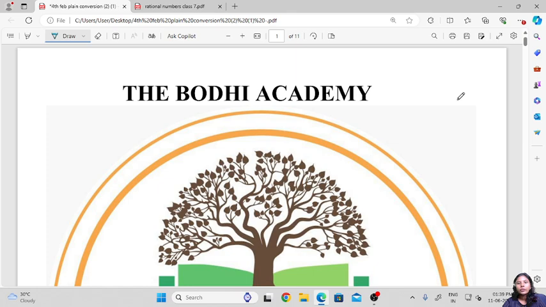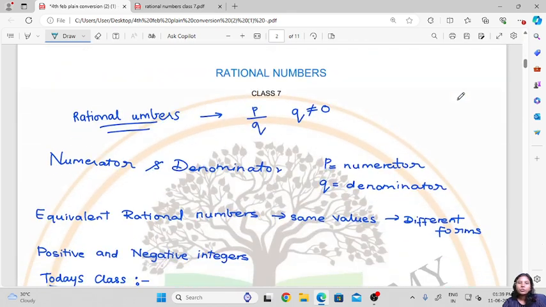My name is Amisha Kulaso, and today we are going to continue with the chapter Rational Numbers of Class 7. Previously in this chapter we saw what rational numbers are. Rational numbers are basically denoted in the form of p by q, where q is not equal to 0. Then we saw the numerator and denominator part of the rational numbers, where p denotes the numerator and q denotes the denominator.